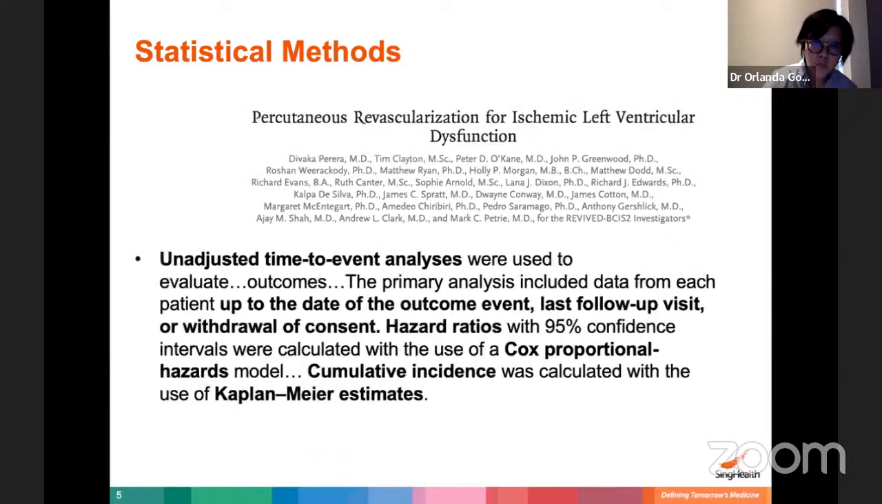If you zoom in at the statistical methods for the other paper, we see that they did unadjusted time to event analyses to evaluate outcomes. And you see it also says the primary analysis included data from each patient up to the date of the outcome event, last follow-up visit, or withdrawal of consent. Hazard ratios with 95% confidence intervals were calculated with the use of a Cox proportional hazards model, and cumulative incidence was calculated with the use of Kaplan-Meier estimates.